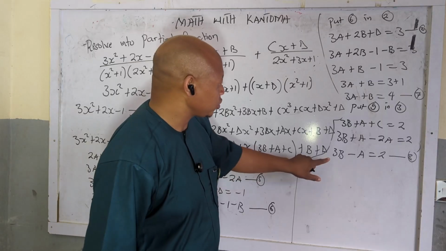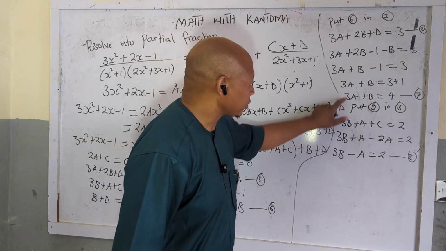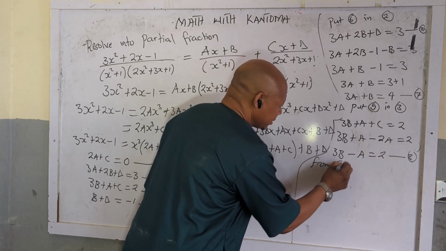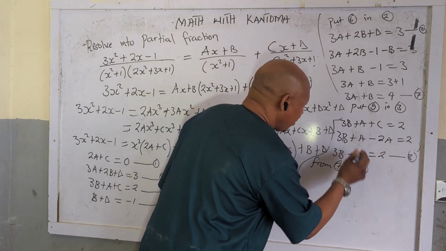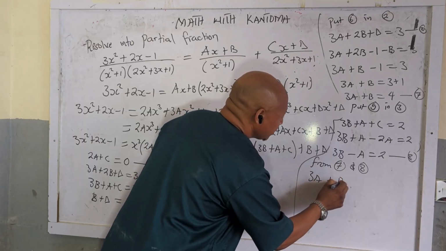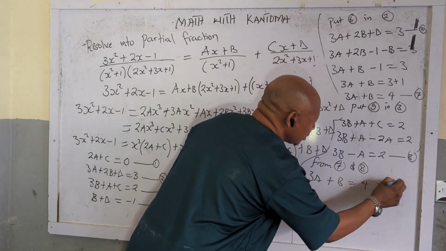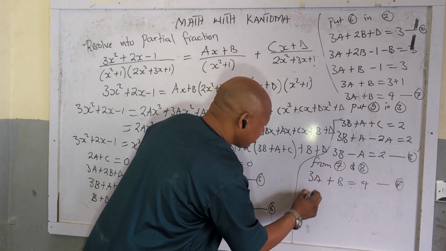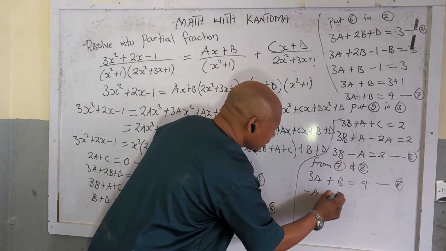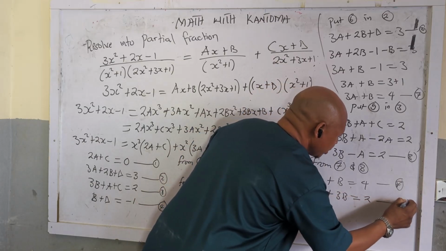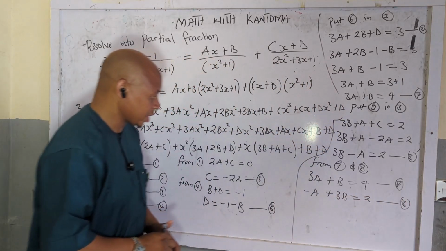So now if you compare these two equations, from equation 7 and 8, I will have 3a plus b is equal to 4. This is equation 7, right? And also, this I can write minus a plus 3b. If I rearrange, is equal to 2. This is equation 8. So now by rearranging, I will have this.